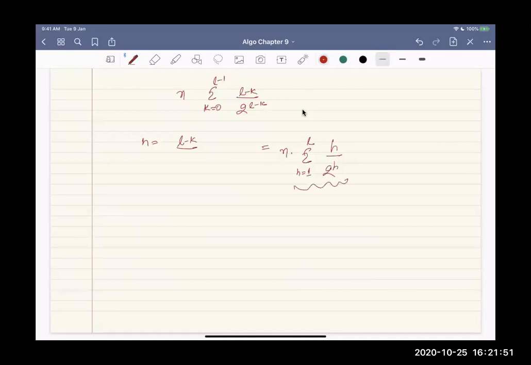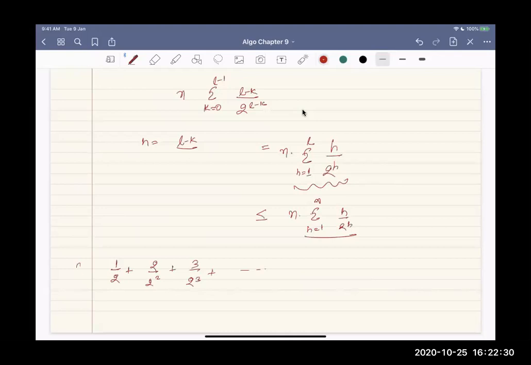Now this thing you must have seen quite a few times. So what is this? This is less than or equal to the infinite series, n times sigma h equal to 1 to infinity of h by 2 to the power h. Now what is this? This is 1 by 2 plus 2 by 2 square plus 3 by 2 cube and so on.